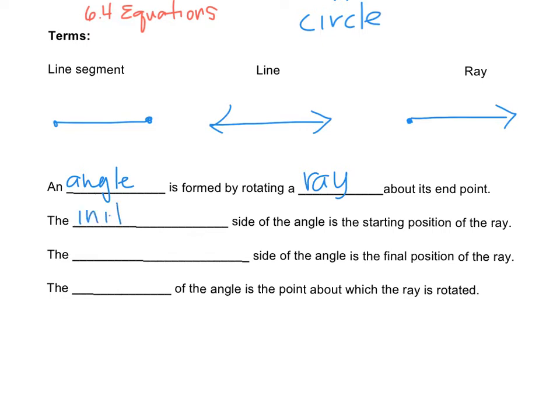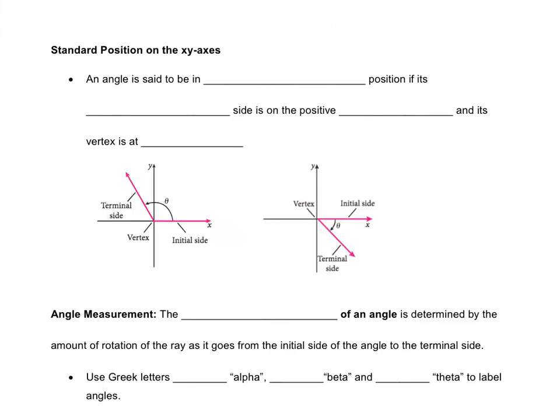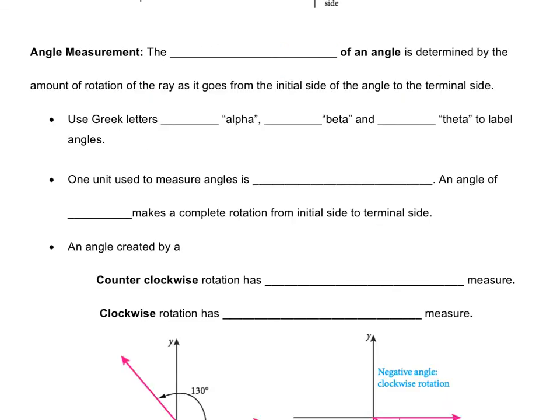The initial side of the angle is the starting position of the ray, and the terminal side of the angle is the final position of the ray. The vertex of the angle is the point about which the ray is rotated. If we look at angles on the xy axis, an angle is said to be in standard position if its initial side is on the positive x-axis, and the vertex is at the origin, or (0, 0).